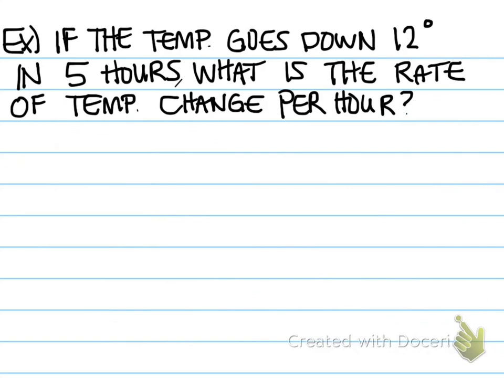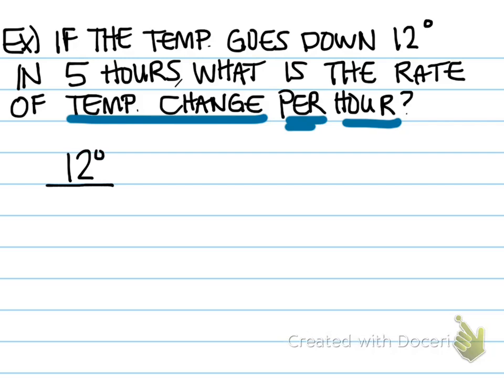Alright, let's read this example. If the temperature goes down 12 degrees in 5 hours, what is the rate of temperature change per hour? There's two ways to look at this problem. I think the rate is pretty obvious. We're going to do temperature change per hour. Okay, so we could do 12 degrees per 5 hours.